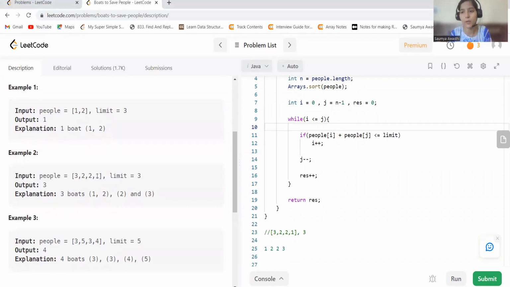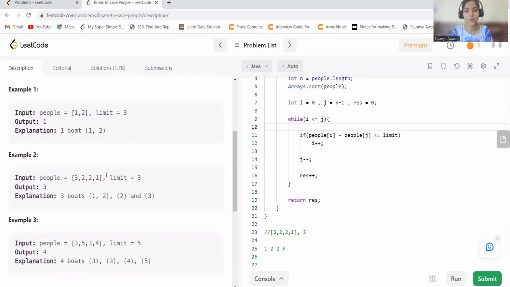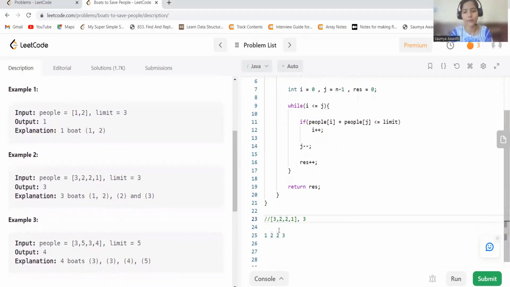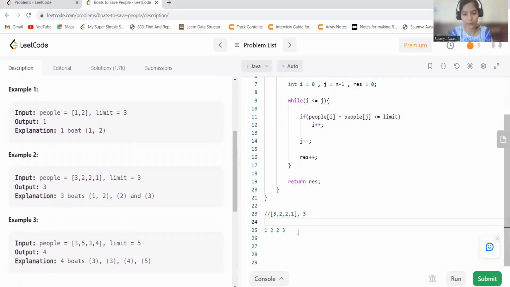And it won't be able to satisfy the criteria, right? So that's what the thing is. So for this, what we will do, we will sort our array. So after sorting, our array would be 1 2 2 3.